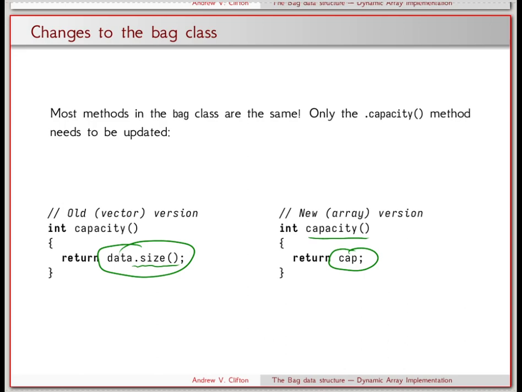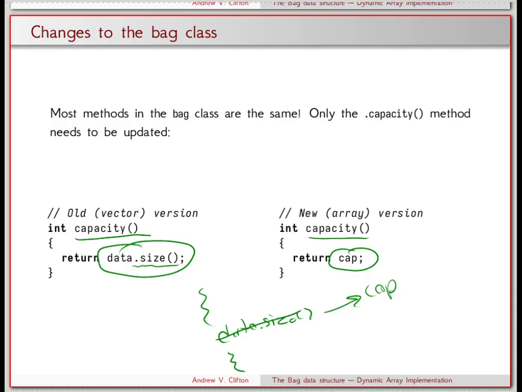They don't need to change at all. They weren't using any particular vector operations on data. We don't have to change any of the other functions other than the capacity function. Now that's assuming that you were using the capacity function wherever you wanted to get the capacity, right? If your code was littered everywhere with references to data.size in the rest of the bag class, then you're going to have to go through all of those places and replace all of them with cap. But if you were using the capacity function, you don't have to do that.